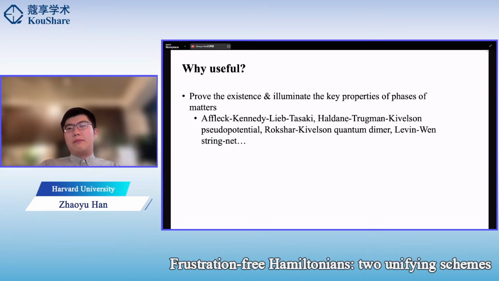First, they can be used to unambiguously prove the existence and illuminate the key properties of exotic phases of matter. Especially at the early stage of the study of the matter, they can very conveniently provide some intuitive pictures for us to think in mind. For example, the famous AKLT model helped the discovery of edge modes of symmetry-protected topological states, and the Haldane-Trugman-Kivelson pseudopotential model justified the energetic stability of Laughlin states in quantum Hall problems. And I think I don't need to go on and list all these famous examples and their glorious history in quantum matter physics to prove their importance.